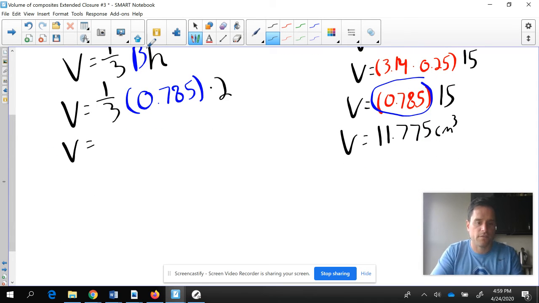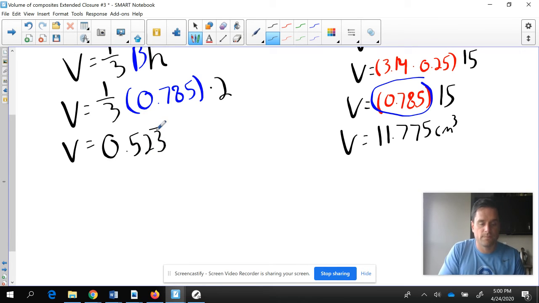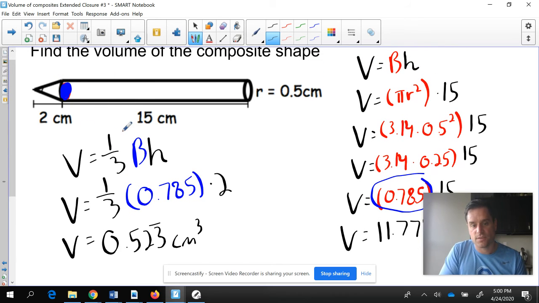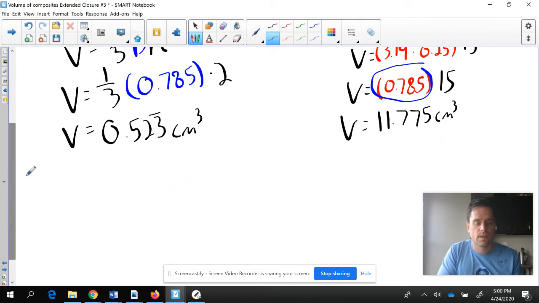So we can use our calculator for this again, 0.785 times 2. And then I'm going to divide by 3. It's going to give me this crazy number, 0.523 repeating. And again, if I'm going a little too quick here, feel free to pause this so you can write this down. And the question is, do you add these together or do you subtract? Well, we're adding this cylinder plus whatever this is here. So we're going to add these together.